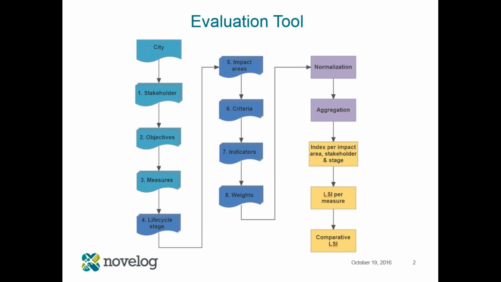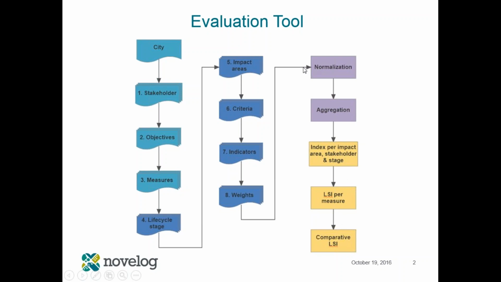Once we have determined the life cycle stages, we have selected the life cycle stages that we are interested in, we have to determine their respective components of indicators, criteria, and impact areas through which the evaluation will take place. Once we have set these components, then the weighting process is following, and then the evaluation tool normalizes, aggregates, and outputs the notorious life cycle sustainability index per measure, or in the event that we have one or more than one measures, we can have the comparative life cycle sustainability index.